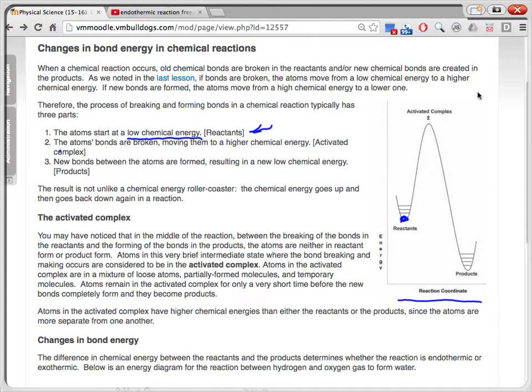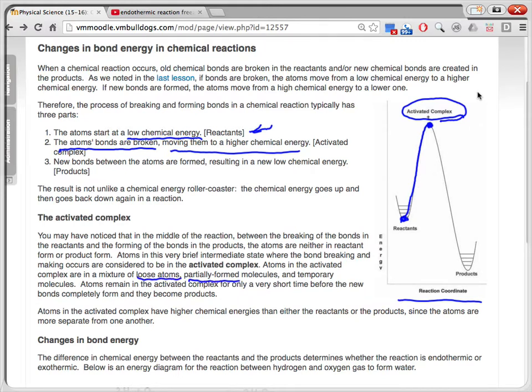And so step 2, the atoms' bonds are broken. When that happens, we have to move the atoms apart, and that moves them to a higher chemical energy, and so that chemical energy is going to rise until they're all broken apart. And when they're all broken apart, they're in what's called the activated complex. What we're going to see is that activated complex atoms are basically a mixture of loose atoms.